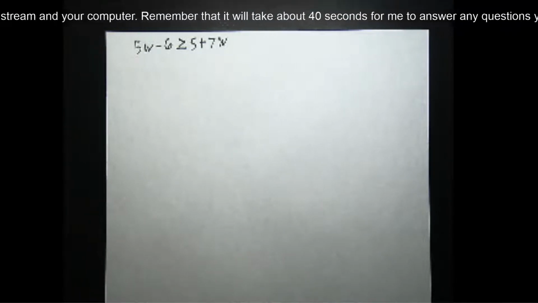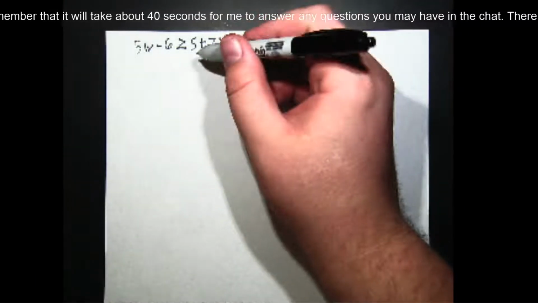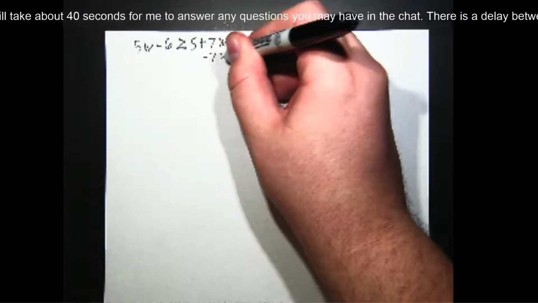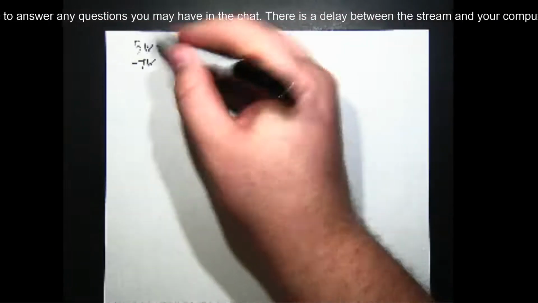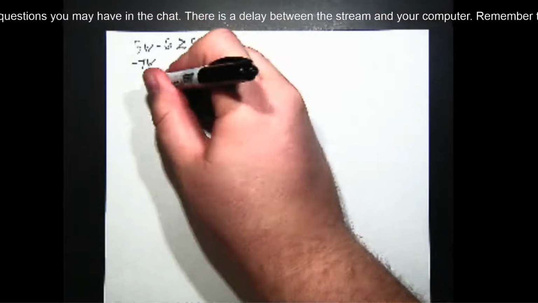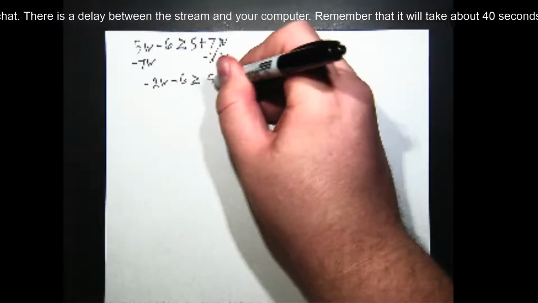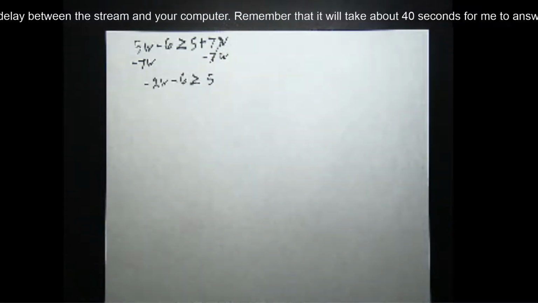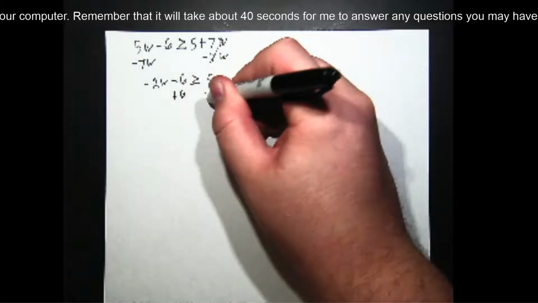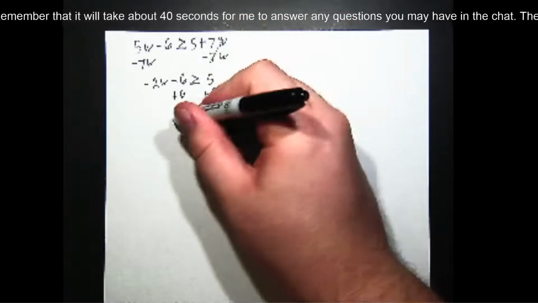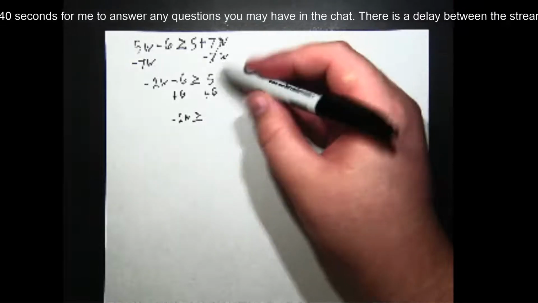Okay, so let's, of course, start by solving it. So I want to get, let's see, negative 7w with the other w. So that cancels. This gives me negative 2w minus 6 is greater than or equal to 5. I want to get the constants together on one side, so I'll take the 6 to the other side by adding. That gives me negative 2w is greater than or equal to 11.